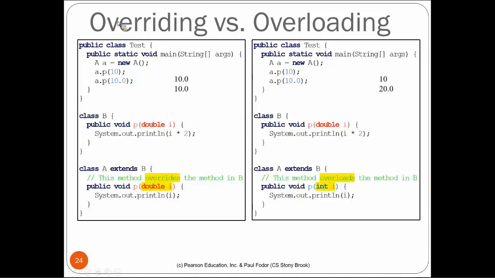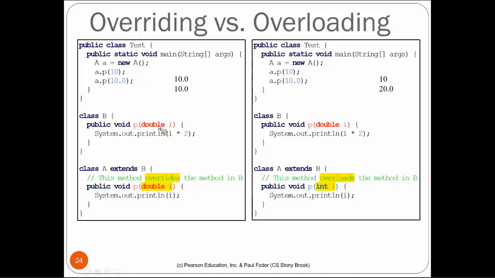On the left-hand side, we have an example of method overriding. In the class B, the superclass, we have a method p that takes a double as a parameter. In the class A that extends the class B, we override that method p that takes a double with a different implementation. It prints i directly instead of printing double of i. If we invoke a.p of 10, then we invoke the overridden method that takes a double in the subclass A. If we call it with a double, it still calls the same method. In the first case, it will cast the integer to a double. In the second case, it will call the method directly with that double.